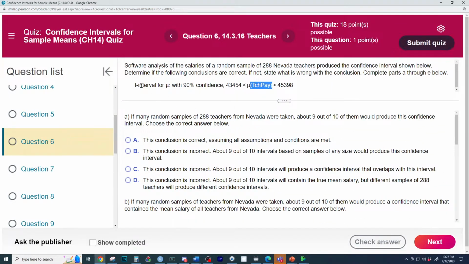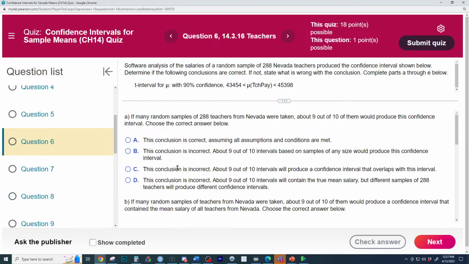Now, once again, we want to interpret our interval. So we would say, I am 90% confident that the true mean of tech pay is contained in the interval lower to upper. If many random samples of 288 teachers from Nevada were taken, about 9 out of 10 of them would produce this confidence interval. No. The wrong interpretations are just crazy sometimes.